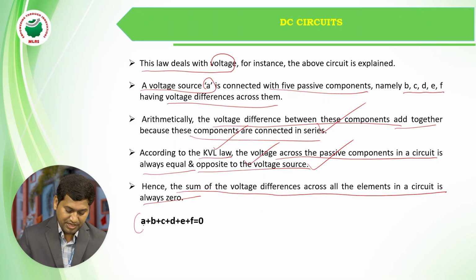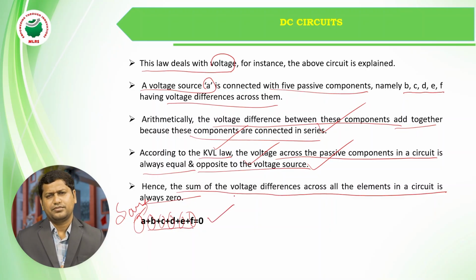Hence, the sum of the voltage differences across all the elements in a circuit is always 0. Whatever we have seen there, A, B, C, D, E, F, one is a source and the others are passive. So source plus passive is equal to 0. This is for today's class. Thank you.